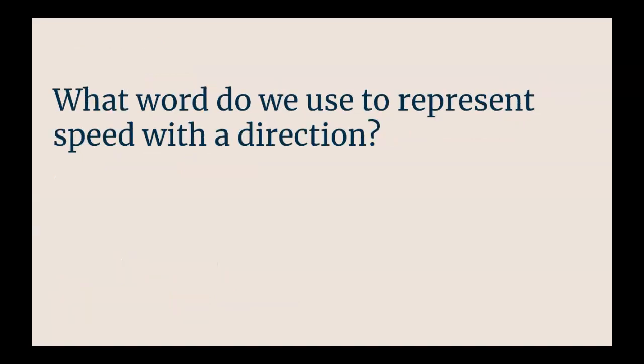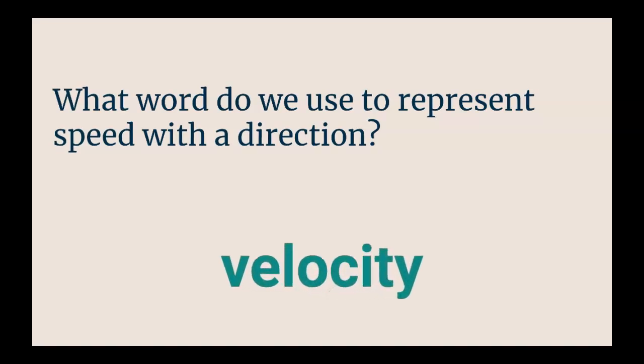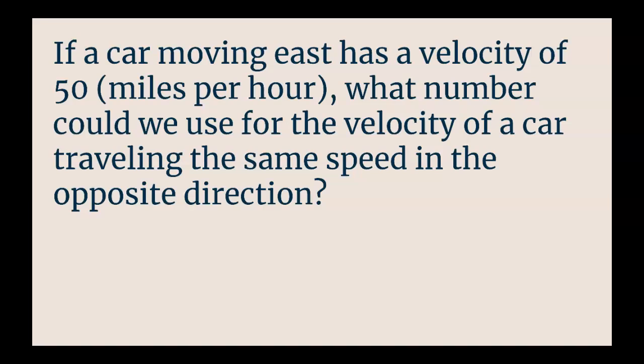What word do we use to represent the speed with a direction? We call that velocity. If I tell you that a car moving east has a velocity of 50 miles per hour, what number would you use for the velocity of a car that was traveling the same speed, but it was going the opposite direction? It was going west. We would say it's going -50. That would indicate both our speed and our direction.